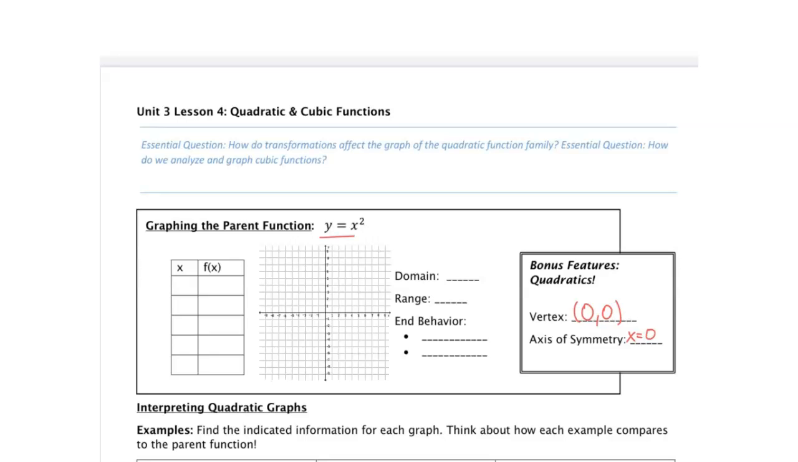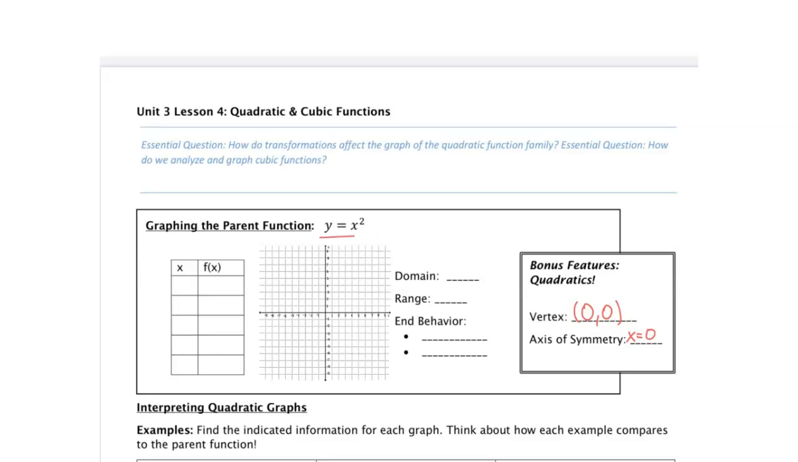So a vertex is going to be a highest or a lowest point of our parabola. The axis of symmetry, if you think about symmetry, that's something being cut in half, and on both sides it's exactly mirrored. So again, we'll talk about that as we graph this function.